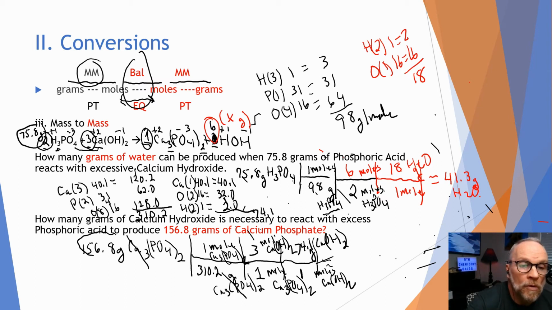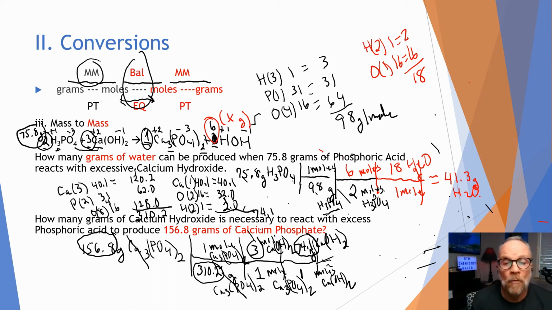So we got 156.8, we've got 3, and then we got 74.1 on the top. 310, and 1 will not change anything. Just multiply anything by 1 and you get that number. So I get 112.2 grams of calcium hydroxide. Okay, so kind of a long process, not any harder than anything that we've done before. Just takes a little bit more time, a little bit more patience to work those problems.